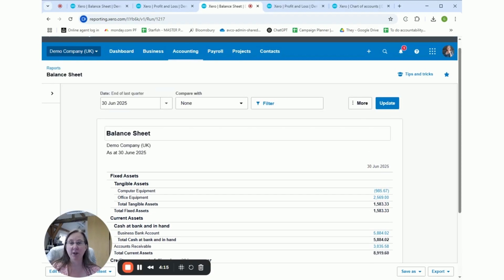Try and make sure that when you're posting things like corporation tax, you know where it needs to go. If it's something where it's already been recorded last year, then you want to put it to that current liability account, the provision for corporation tax. All a bit accounting techie, I know.